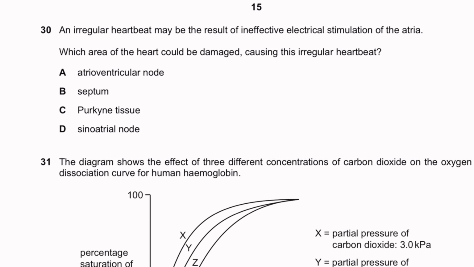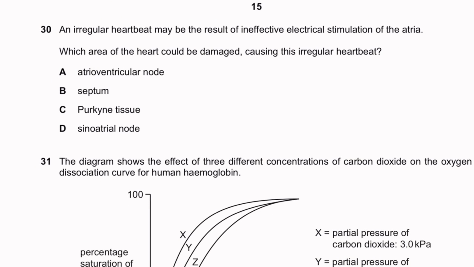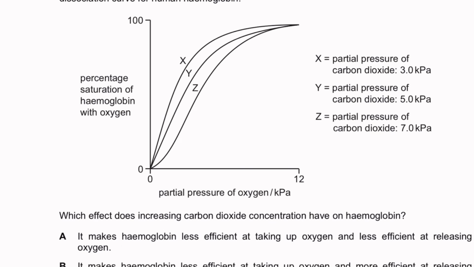Okay. An irregular heartbeat may be the result of ineffective electrical stimulation of the heart. Which area of the heart could be damaged, causing this irregular heartbeat? So an irregular heartbeat is going to be caused by the atrial node. It's actually what controls the rhythm. It's known as the rhythm maker. So when there's an irregular heartbeat, it should be because the atrial node is not working properly.